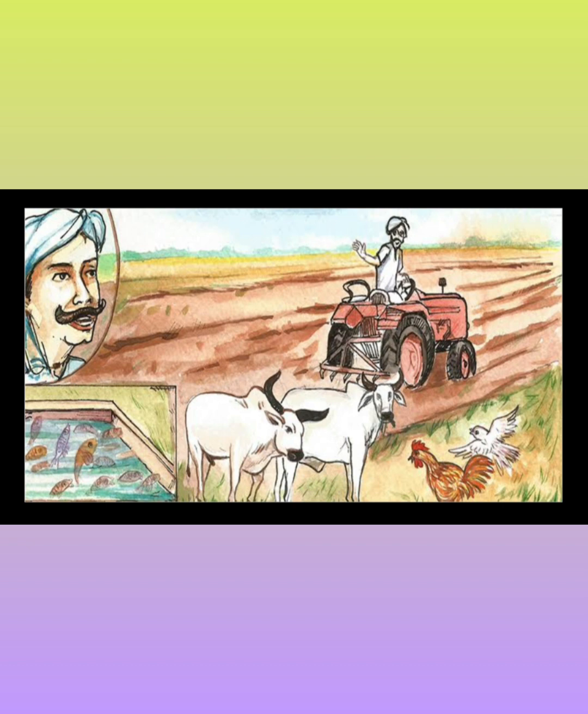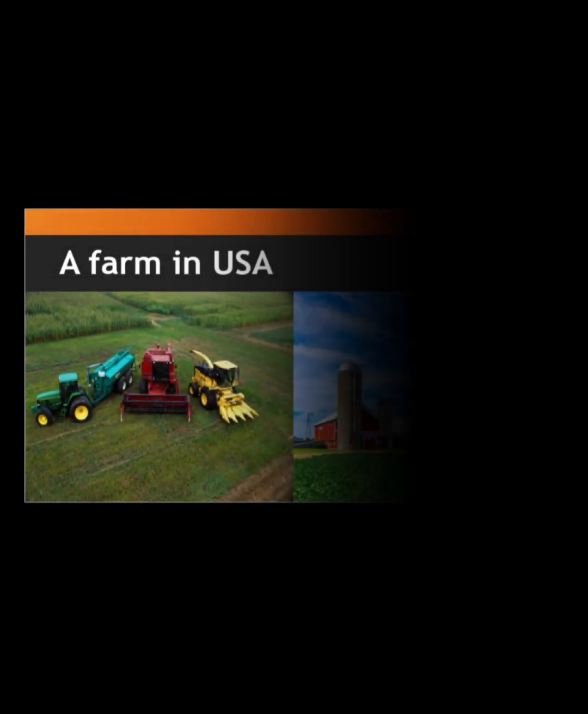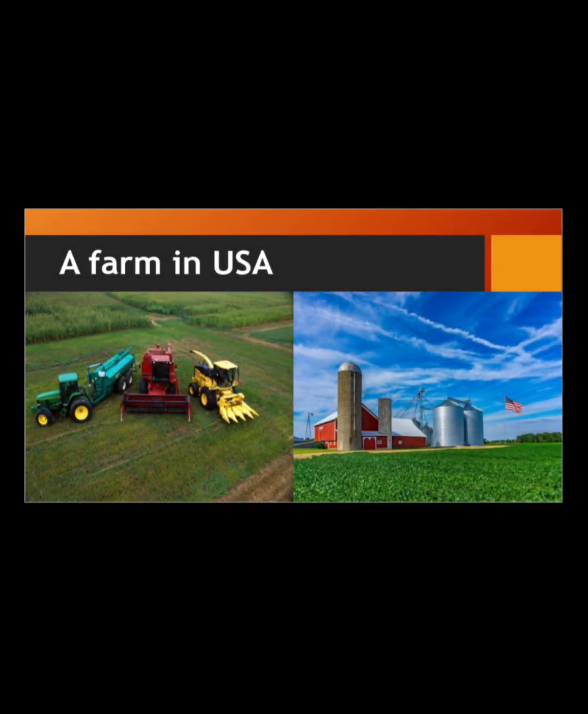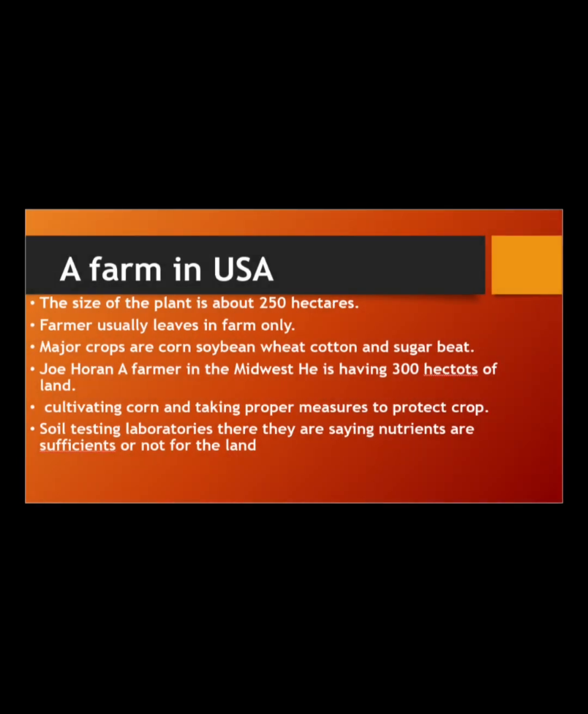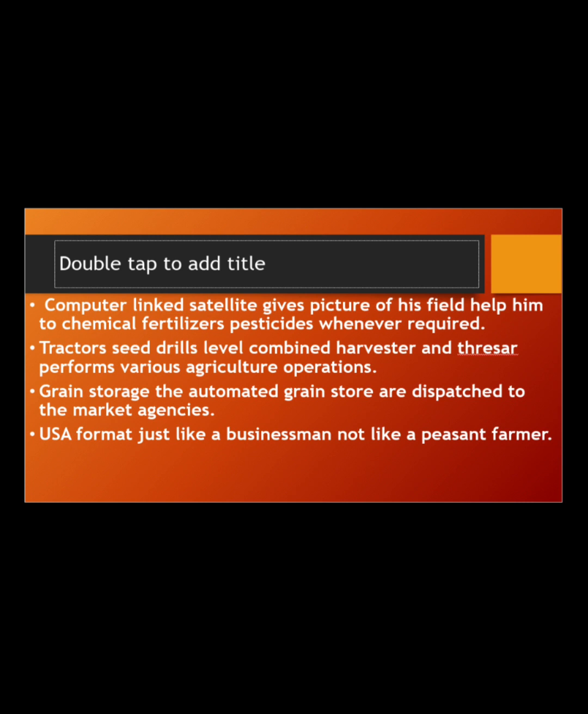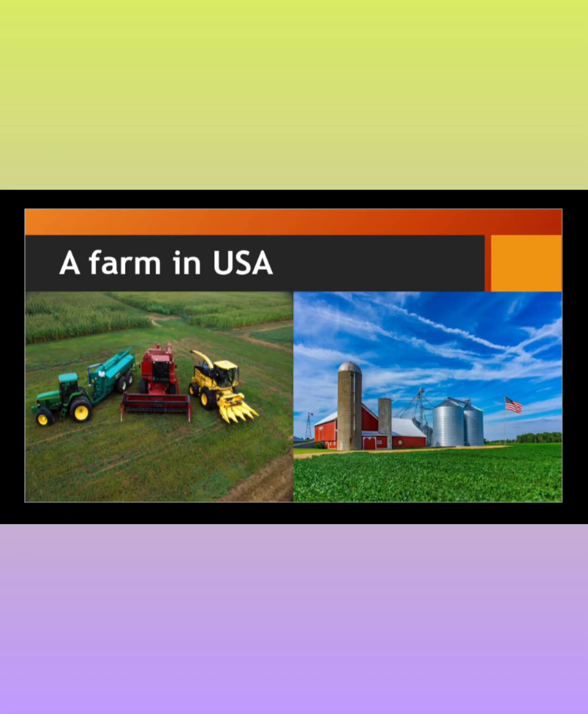Students, now let us discuss a developed country farm system, for example, a farm in USA. The size of the farm is about 250 hectares. Farmers usually live on the farm itself. The major crops grown are corn, soybean, wheat, cotton, and sugar beet. Joe Horan, a farmer in the Midwest, has 300 hectares of land.